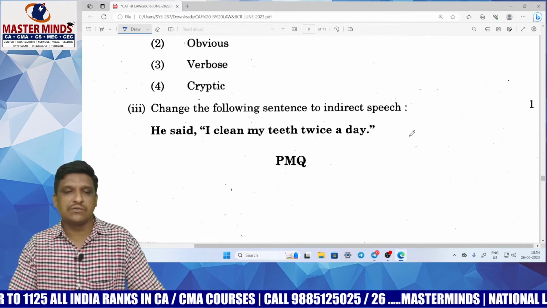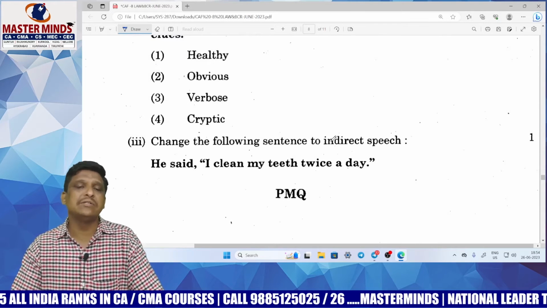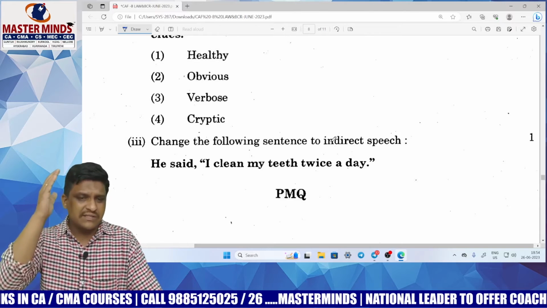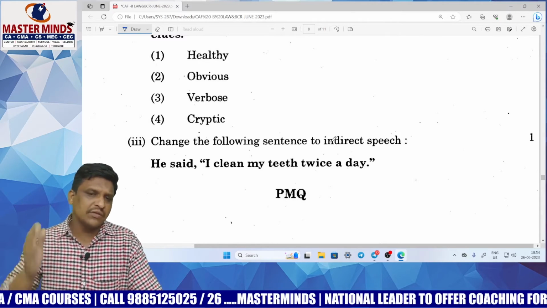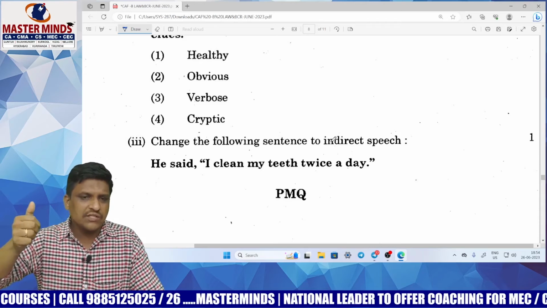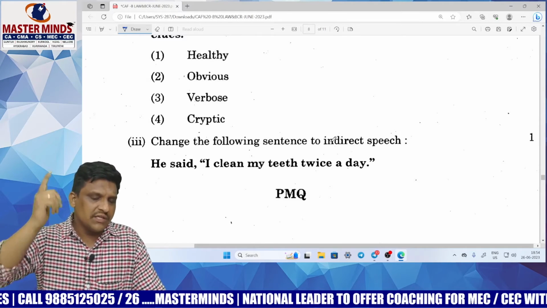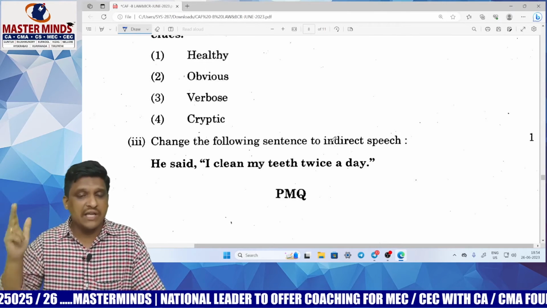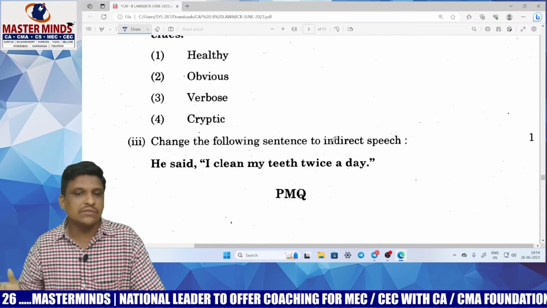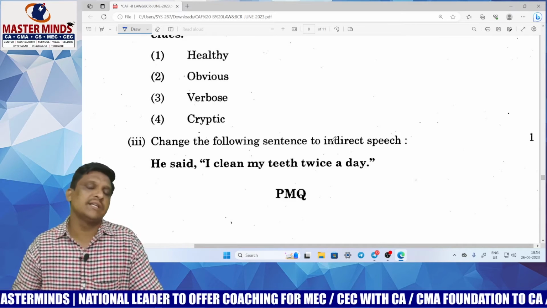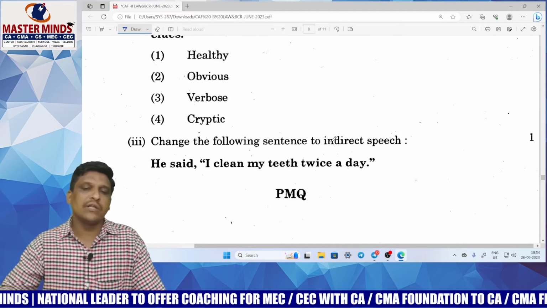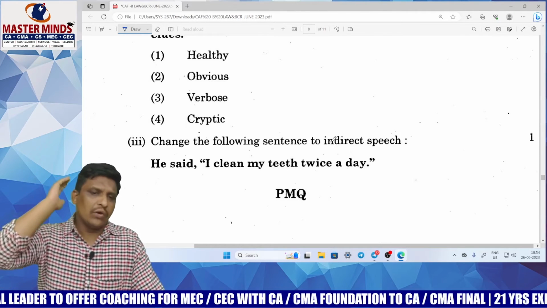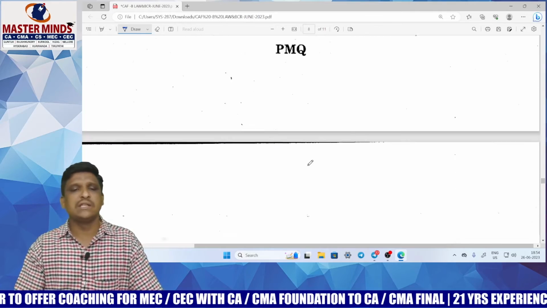Now let's go for the third question, that is, change the following sentence into indirect speech. Simple. He said, I clean my teeth twice a day. Just stick to the rules when we are changing from direct speech to indirect speech. First change is change in punctuation. Second change is change of comma to a connector. Third change is change in tense. Fourth change is change in pronouns. Fifth change is change in certain words. Sixth change is change of reporting verbs, and seventh change is change in modal auxiliaries. Just try to follow all the rules and we can easily convert from direct to indirect speech here.